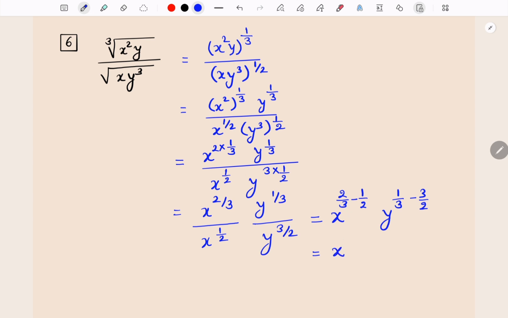This subtraction will give 1 over 6, and this here would leave us with negative 7 over 6. So that here is our final answer for this question. If you want, you can change this into the root form or the radical form. That would be valid.